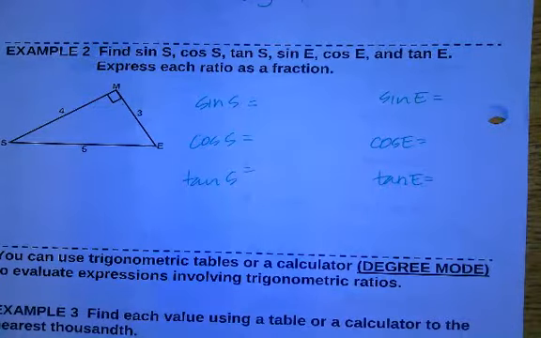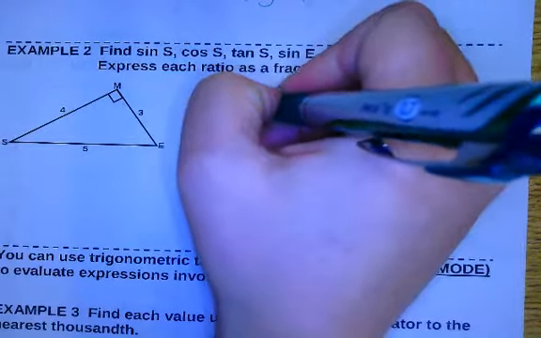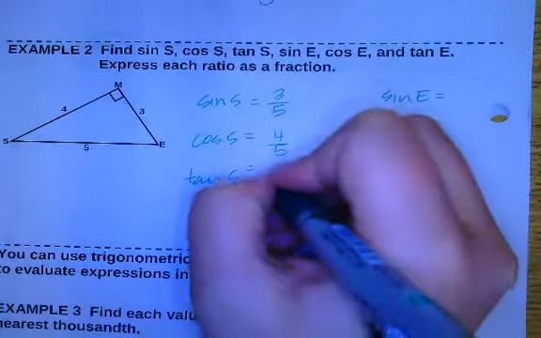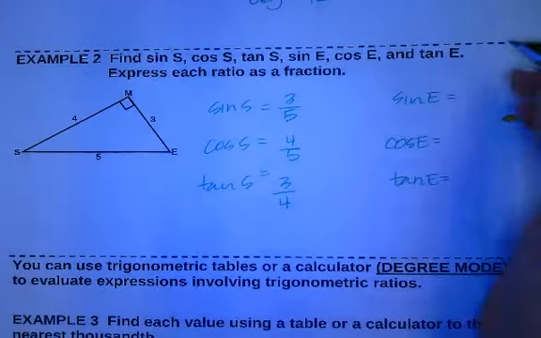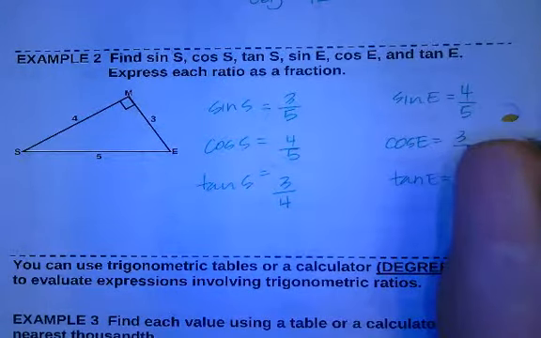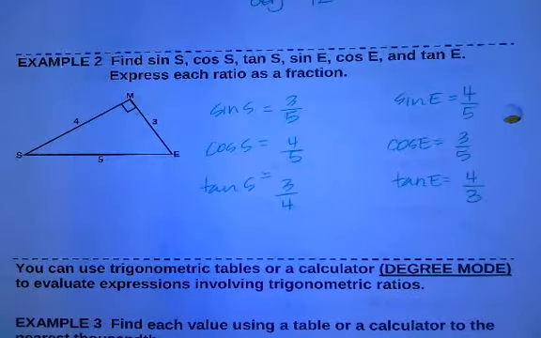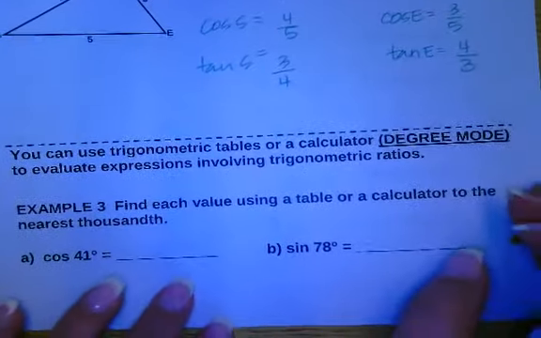Okay, what is sine of S? Cosine of S? Tangent of S? Okay, moving on to reference angle E, sine of E? Cosine of E? Tangent of E? Awesome, pretty easy. Okay, so just remember SOHCAHTOA. It'll be your best friend. Alright, other times you will be able to use your calculator.